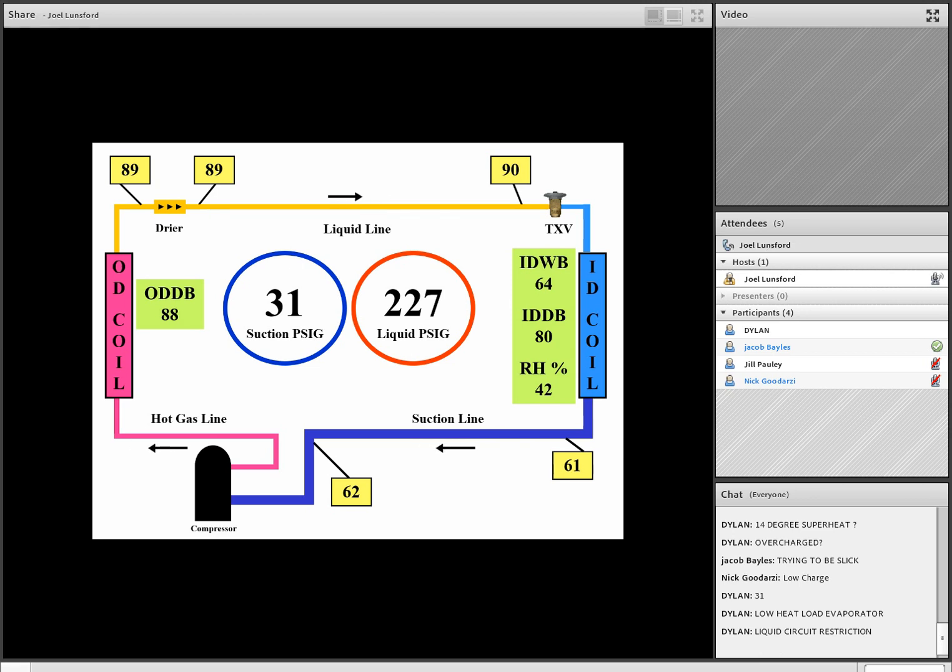This is a liquid circuit restriction, but it's not in the liquid line. It's not in the dryer, but we know it's a liquid circuit restriction because the suction pressure is low, subcooling is elevated, and superheat is off the chart. It's way high. Suction pressure low, superheat high, we start looking for a liquid circuit restriction. This is a liquid circuit restriction, but it's not in the dryer, and it's not in the liquid line. So where's the next logical place for that liquid circuit restriction to be?